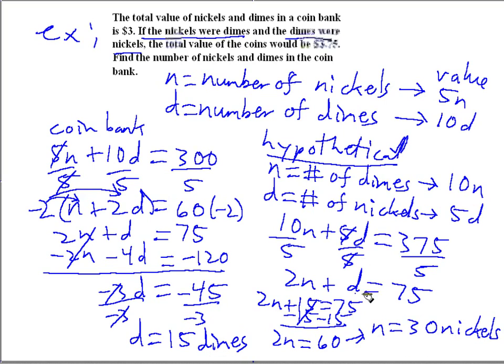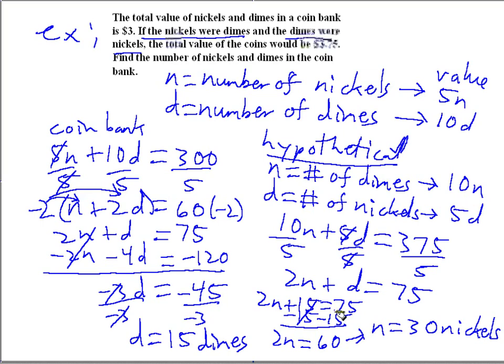Now, what happens if I switch it around? Just look at the hypothetical for a second here. So instead of 15 dimes, let's say I have 15 nickels. 15 times 5 is what? 75. So that's 75 cents, right? If I switch those two things around in the hypothetical situation. That's going to be 75 cents. 30 dimes, $3. So $3.75 total. So this answer, as you can see, does make sense here to us.